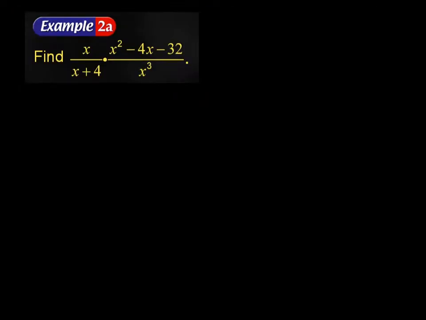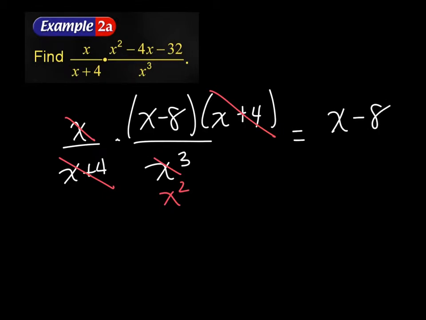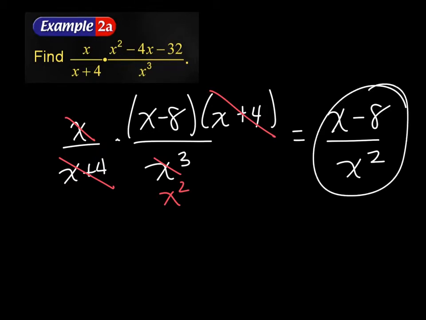If we want to multiply, it would be nice to have that second expression factored first. So I need factors of negative 32 to give me a sum of negative 4. So I could do negative 8 and positive 4. And now I can see the x plus 4 will cancel out. I can cancel out a factor of x. And then we're done. All that I have left in the numerator is x minus 8, and the denominator is x squared. And in this lesson, they didn't make us state the excluded values, so we're done.